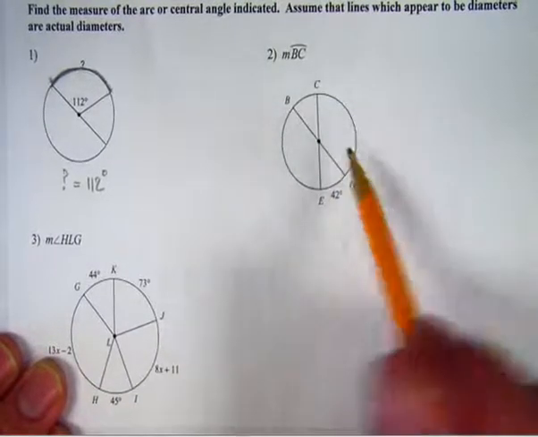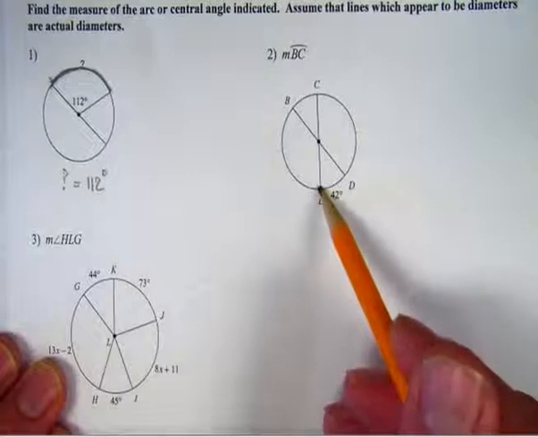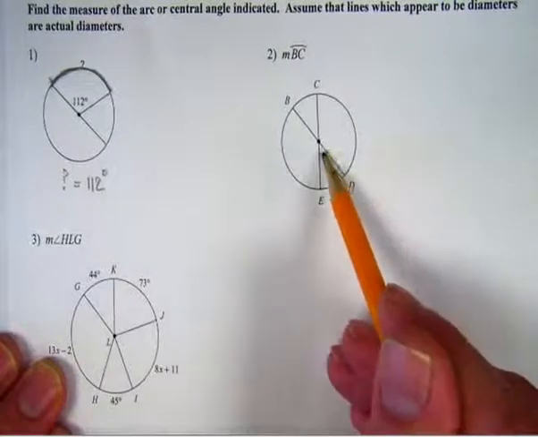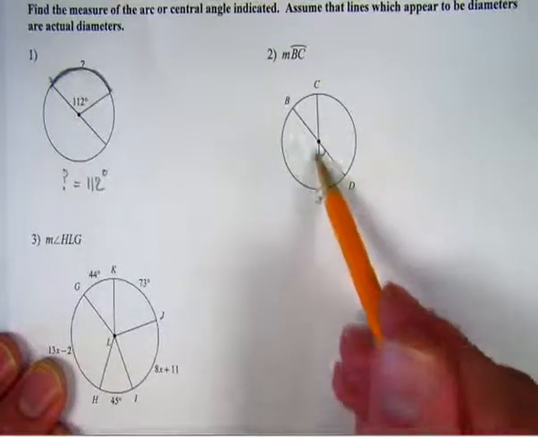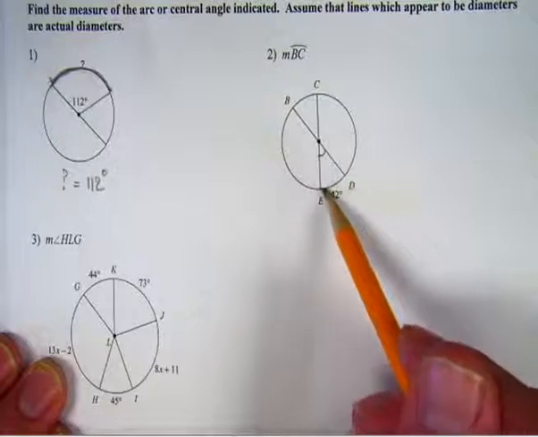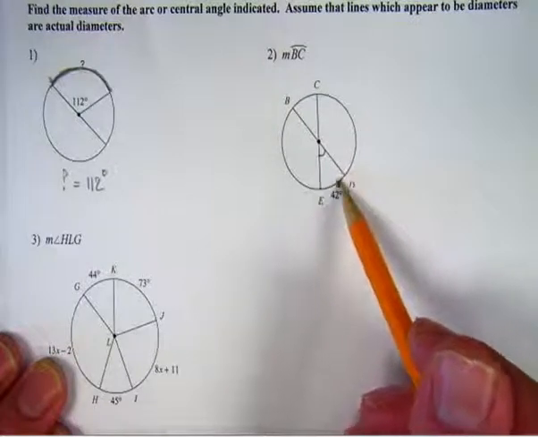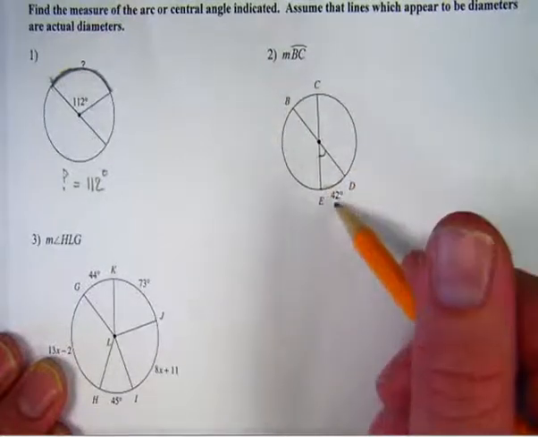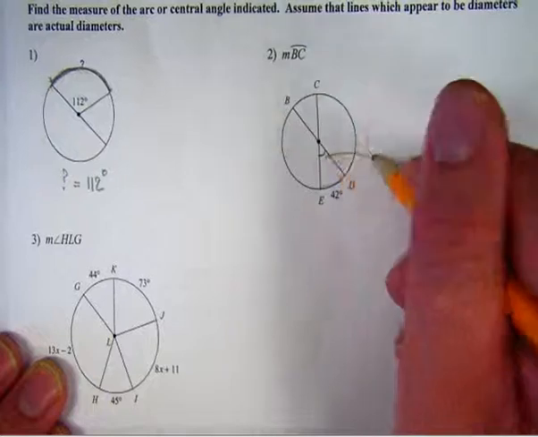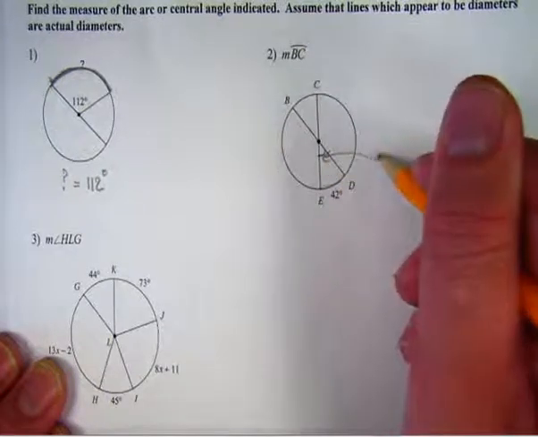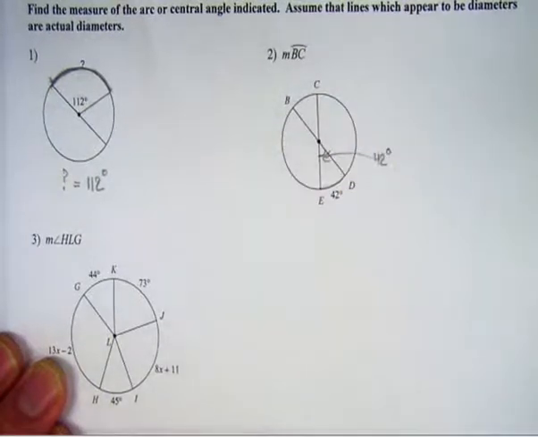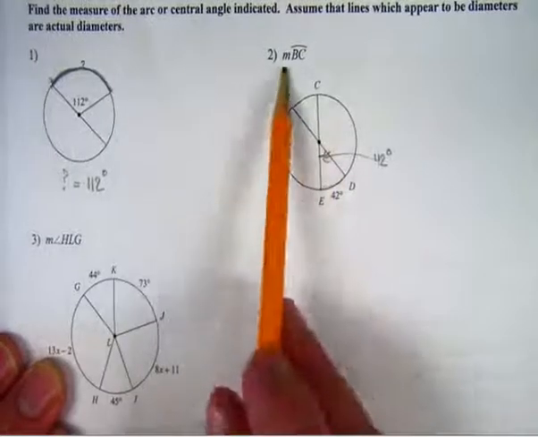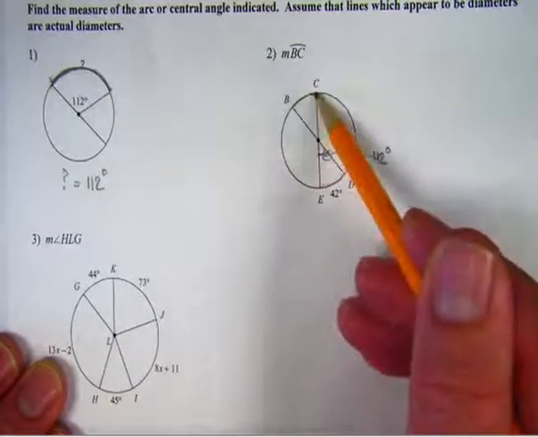Alright, so number 2, we use the same fact. The central angle's measure is the same measure as the arc that it intercepts. So here we know that this angle is going to be 42 degrees. Just not even looking at the question yet, things I can figure out. And I'm asked to find the measure of arc BC.